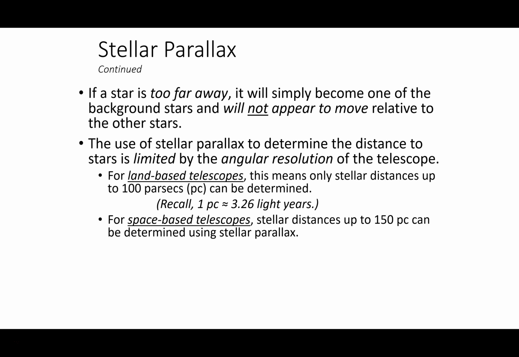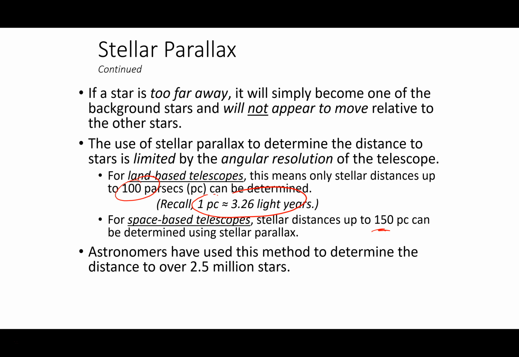So PC stands for parsecs. What did we say the other day? Oh, it's right here. 1 parsec is approximately equal to 3.26 light years. So notice, the Hubble Space Telescope can do that. Land-based telescopes, not quite the best resolution, but just 100 parsecs. So now we can get distances to stars. And astronomers now know distances to about 2.5 million stars, just by this idea of parallax.